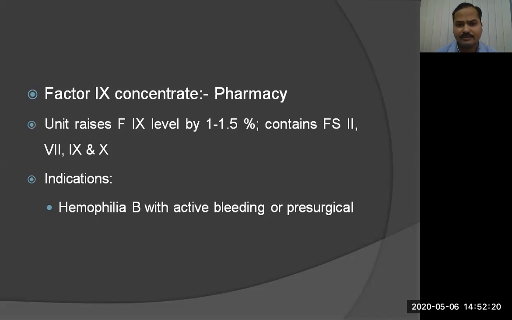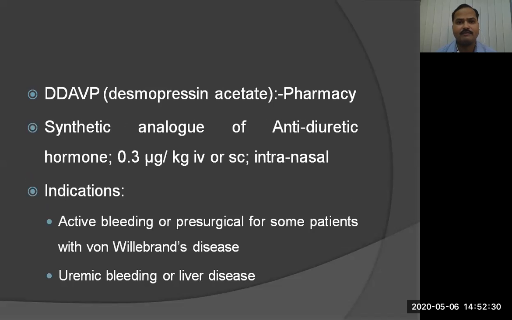Then factor 9 concentrate is also available in pharmacy. It raises the factor level by 1 to 1.5% and contains factors 2, 7, 9, and 10, and is indicated in hemophilia B with active bleeding or a pre-surgical phase.